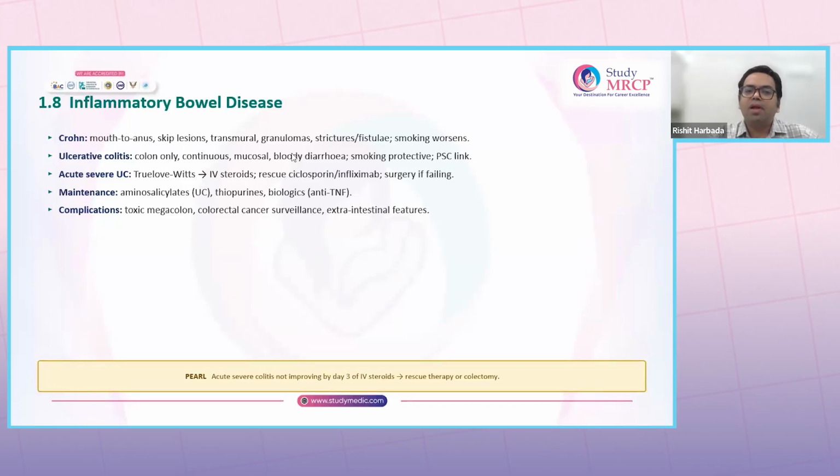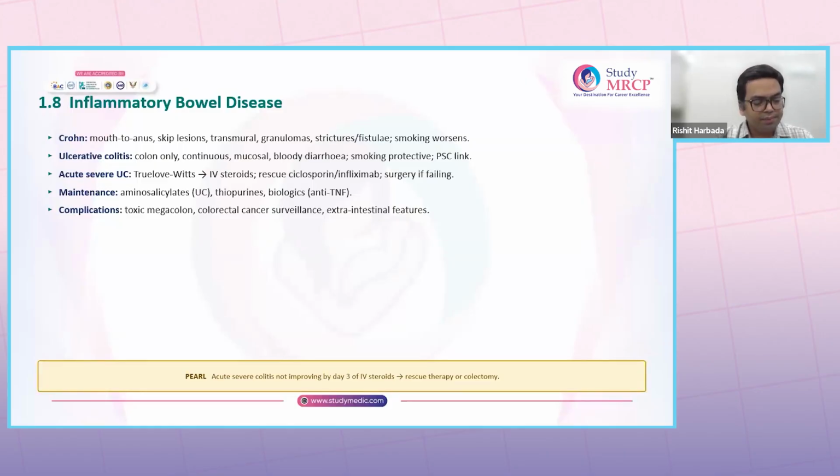Here the patient has bloody diarrhea. Ulcerative colitis, we previously studied, has a PSC link and smoking is going to be protective. So acute severe ulcerative colitis may present with severe bleeding, bloody diarrhea, pain, etc. And you have to always remember that the treatment is always going to be IV steroids. And you have to do the rescue by giving them cyclosporin or infliximab. And if all this fails, then you have to treat it with surgery.